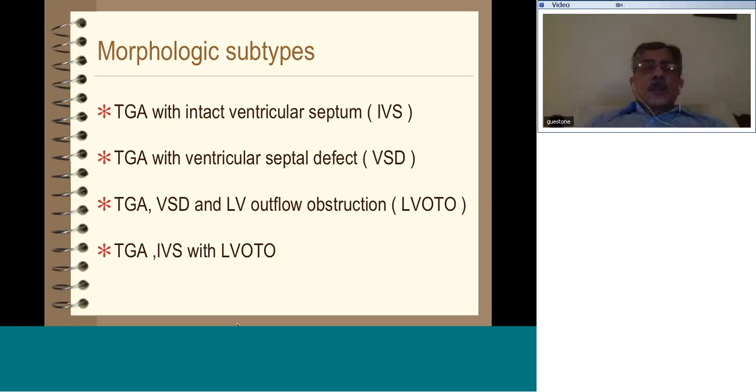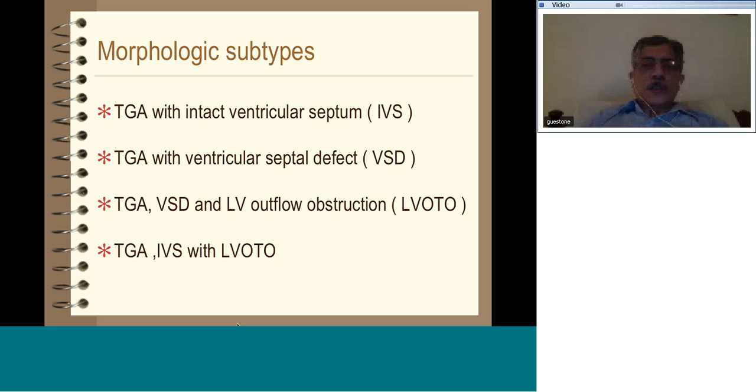Now, we broadly identify four morphological subtypes of transposition of great arteries. The commonest one is where there is no intraventricular communication, that means the intraventricular septum is intact, so we call it TGA IVS for short. The patients who have a sizable ventricular septal defect have a different physiology. In short, call it TGA VSD.